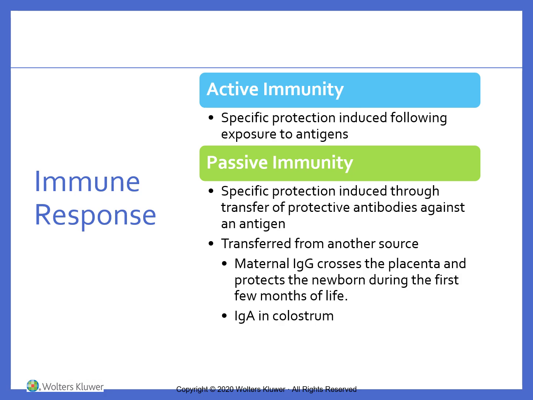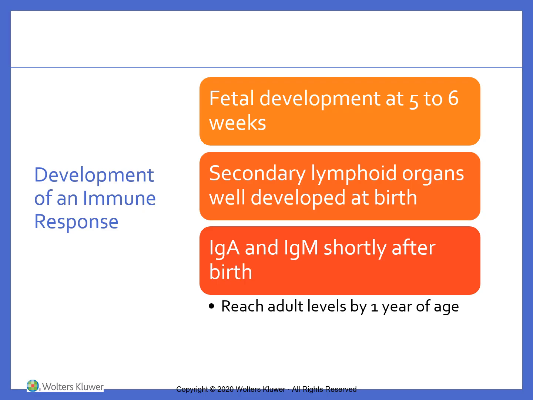And then also we transfer IgA antibodies in the colostrum. So that's in early breast milk. So that's really how we get this passive immunity, especially in those early stages of life. As we develop an immune response, during fetal development, immunity starts to develop as early as 5 to 6 weeks. The secondary lymphoid organs are really well developed after birth, and we start to produce IgA and IgM antibodies shortly after that time. And they will reach their adult levels by approximately 1 year of age.